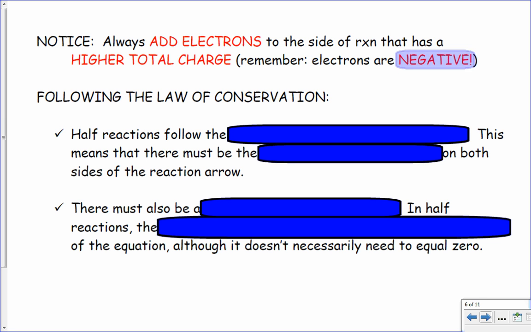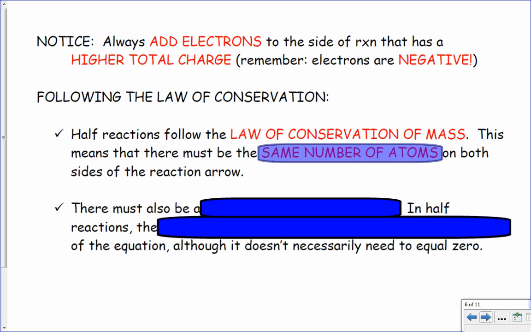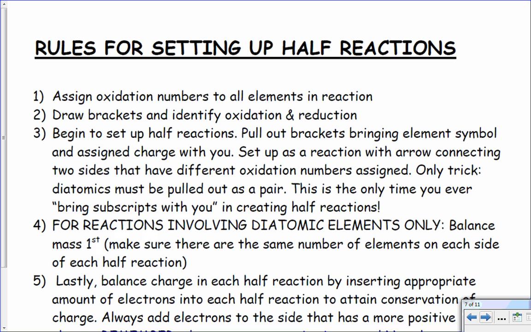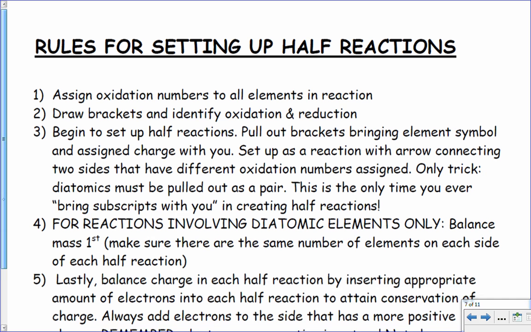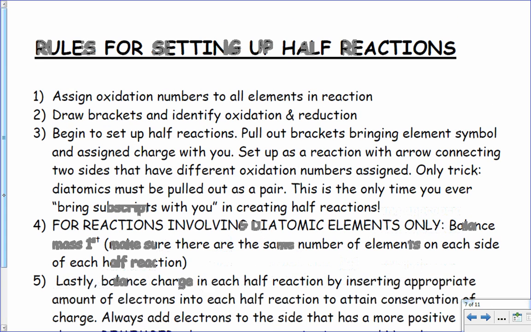Remember, electrons are negative. Following the law of conservation, half reactions follow the law of conservation of mass, and they have the same number of atoms, but now we add on a wrinkle. It's going to also follow the conservation of charge. The net charge must be the same on both sides. So this is where we get to add a little bit into how we balance equations. Now, here's a whole set of rules that we need to know, and we're going to use. I'm going to talk my way through them as I use them on the next page. I'm not going to take the time to read them for you because that's going to make for an extremely long video.